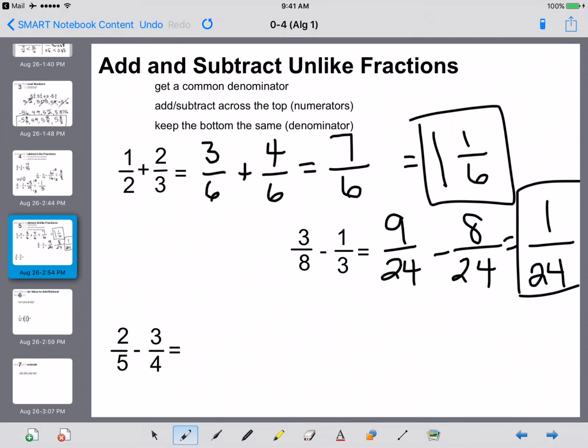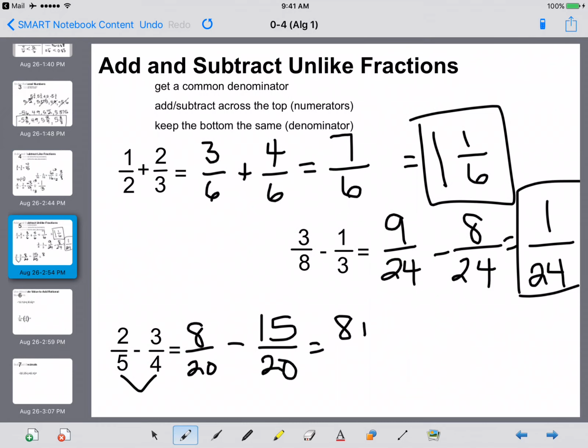And then finally here we have 2/5 minus 3/4. And our common denominator will then be 20ths, because we're just going to multiply these two numbers together, because that's the easy peasy cheesy way to do it, I guess. So 5 times 4 is 20, which you do to the bottom, you do to the top. So 2 times 4 is 8. 4 times 5 is 20. So then 3 times 5 is 15.